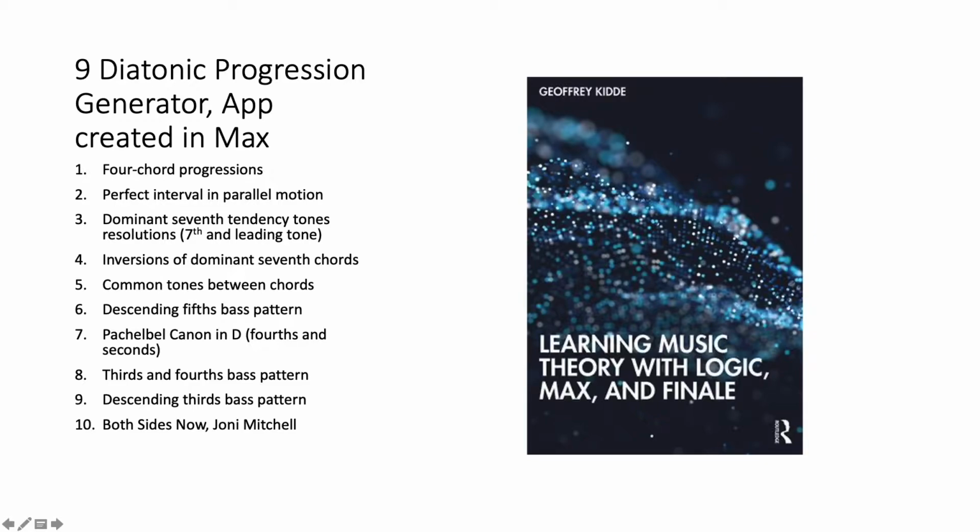We'll hear how we can create common tones between chords, and then we'll hear a series of bass patterns, starting off with a descending fifths bass pattern, then hearing the Pachelbel canon in D, which includes fourths and seconds in the bass, and then a bass pattern with thirds and fourths, and finally a bass pattern with descending thirds. We'll finish up by hearing a short excerpt from Joni Mitchell's song Both Sides Now, which incorporates tonic chord and subdominant chords in second inversion alternating, creating a pedal bass on the tonic note.